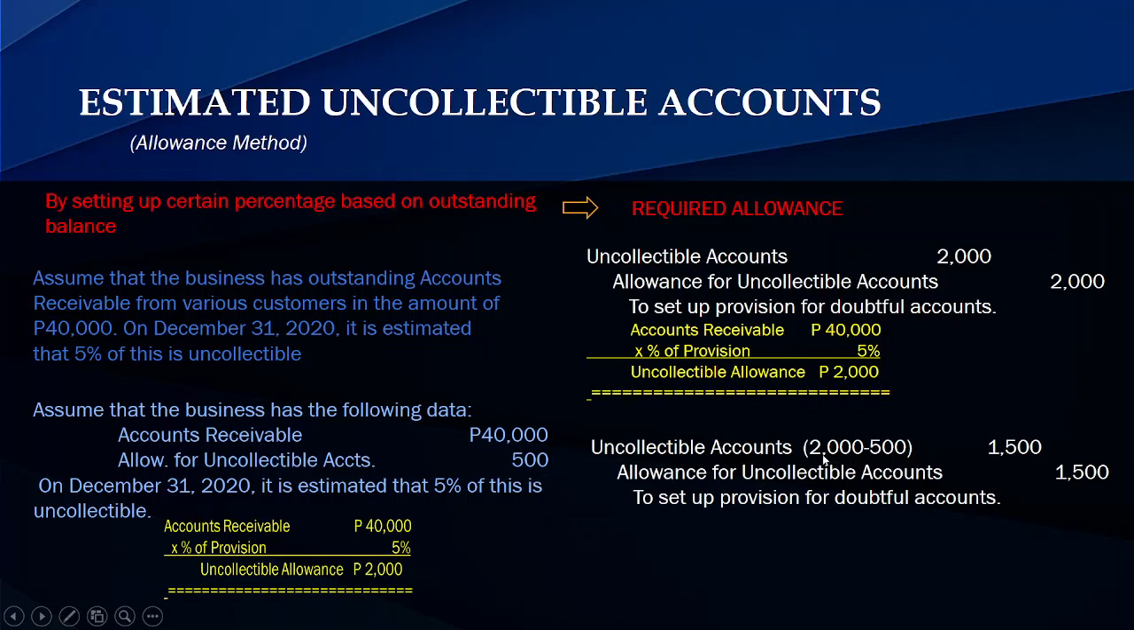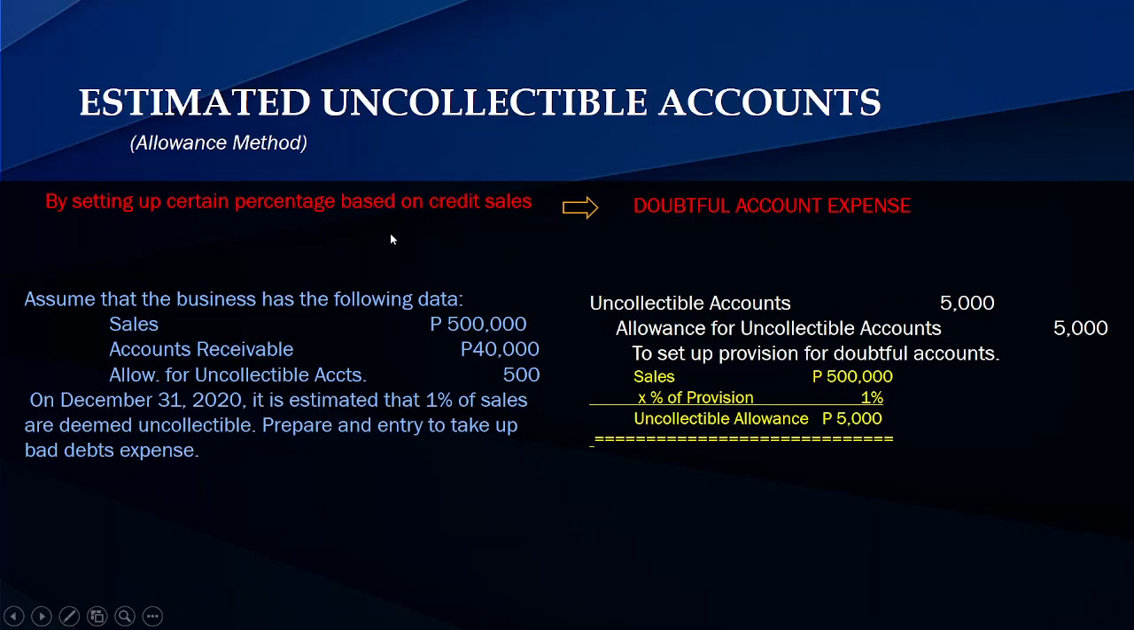That is 2,000, the required balance, less the beginning balance, or the balance before the adjustment. Therefore, we need only 1,500 and we will credit allowance for uncollectible accounts 1,500. So that's it, if we're going to present that using the percentage based on outstanding balance.